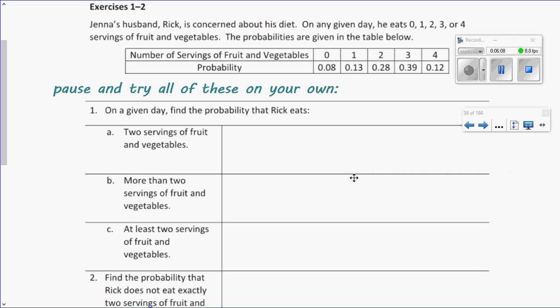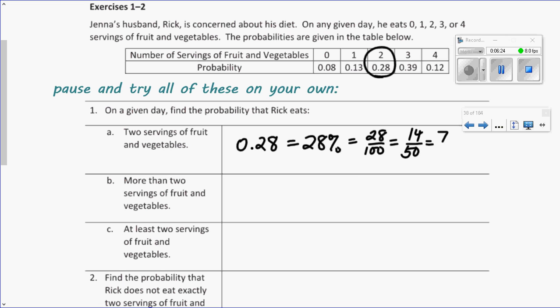Okay, 2 servings, 2 servings. That one was easy. That was just right here, 0.28. Now, if you want to write it as a fraction, go for it. That's 28 over 100, because 28 hundredths are 28%. You can reduce it, and then you can actually reduce it one more time.